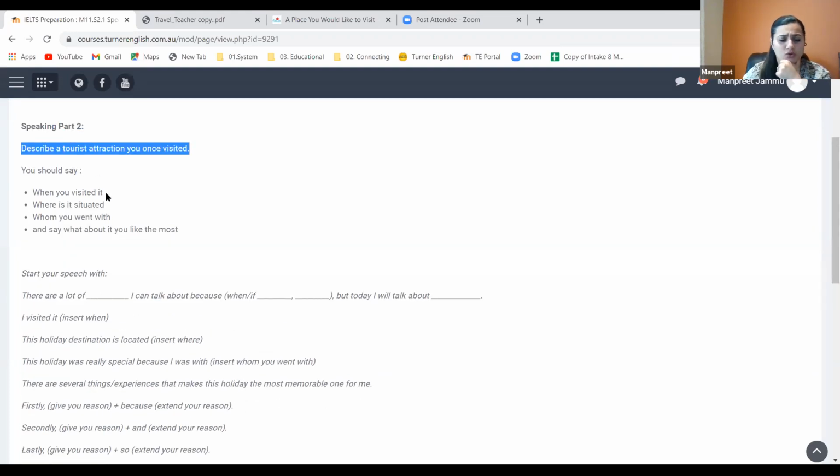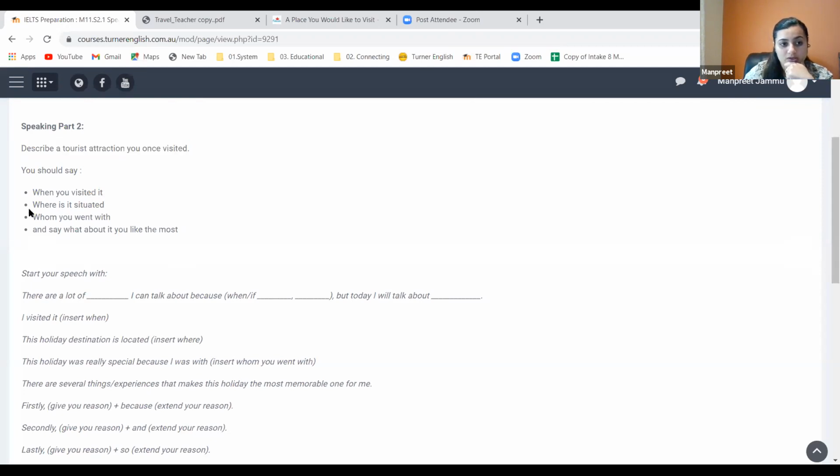All right, the first bullet point says when you visited it. So when, you don't have to give the exact date or time. Just in general, a few years ago, or if you remember the year, just say that. Or it can include if it was in certain seasons. So it can be summer, winter, autumn, spring, whichever it was. That can be your explanation here.